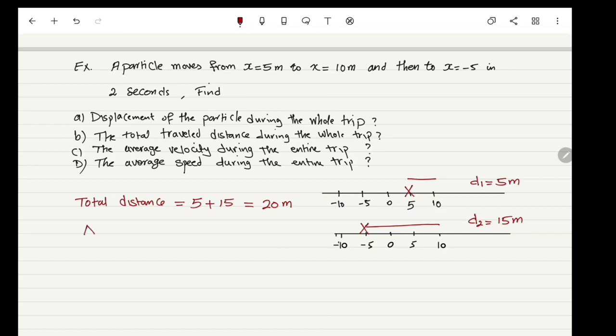But the displacement in this case, as we mentioned, we only concern about the initial and final position. So this is the final position here, and this is the initial position here. So the displacement is equal to x2 minus x1. In this case, the displacement, x2 or x final minus x initial, is equal to minus 10 meters.